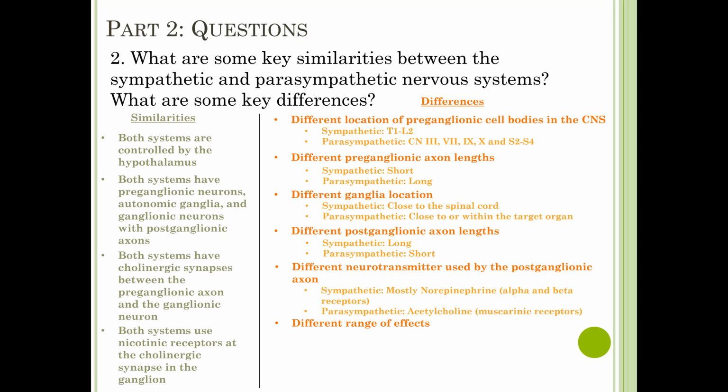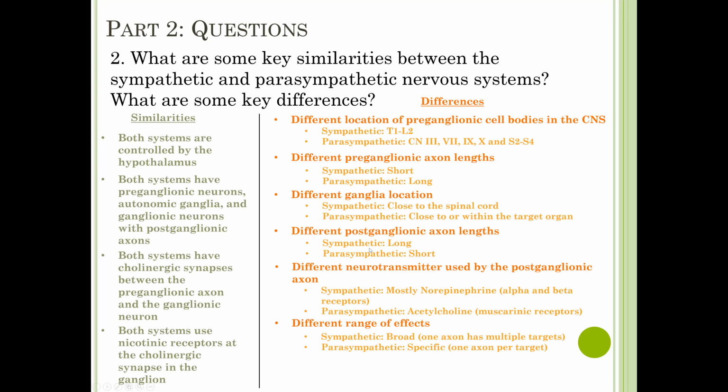They also have a different range of effects. So in the sympathetic division, the range of effects of one postganglionic axon is broad. Because the postganglionic axons are long, they can branch repeatedly, and so one axon can go out and innervate multiple targets. Whereas in the parasympathetic division, the targets are very specific.